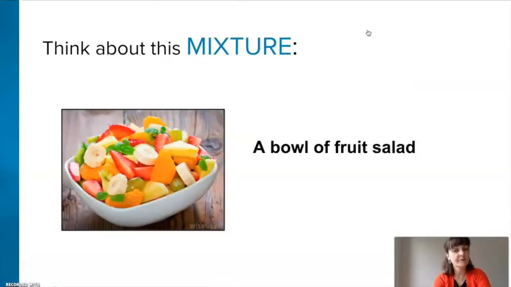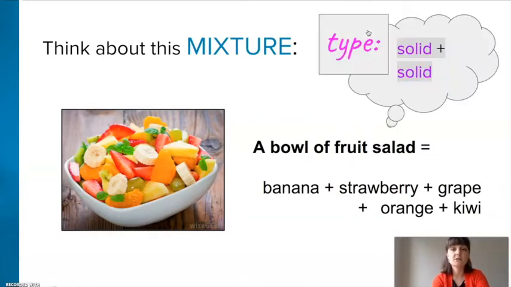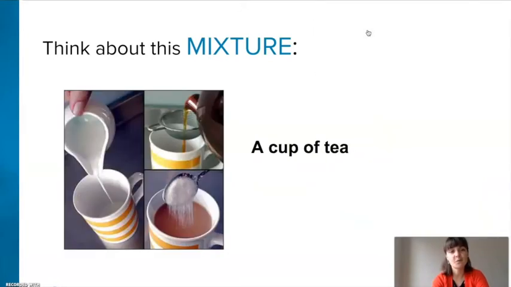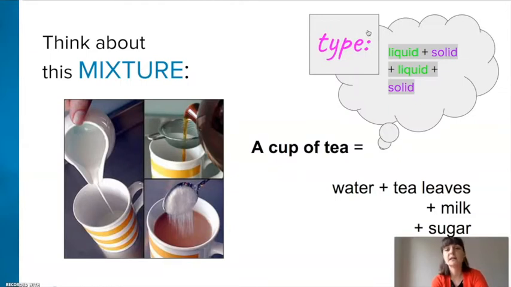If you look at a bowl of fruit salad, which is made up of all different types of fruit, all those fruits are solid, and so it's a mixture of a solid and solids. What about a cup of tea? It's made up of water, tea leaves, milk, and sugar, and so that is an example of a liquid and a solid, a whole bunch of liquids and solids together.